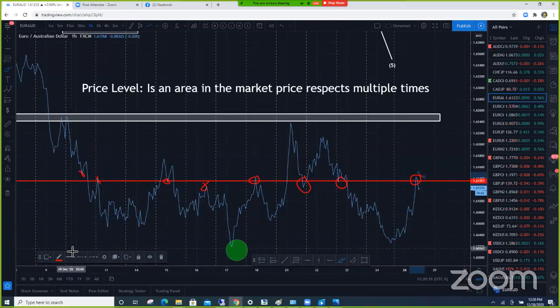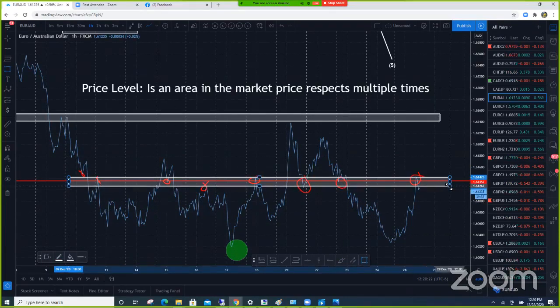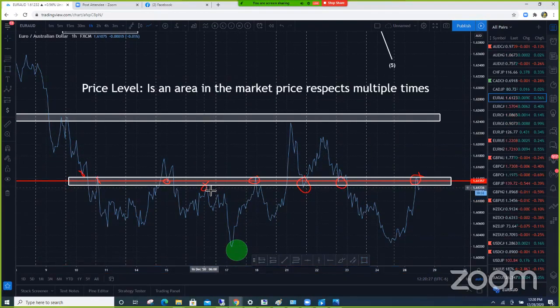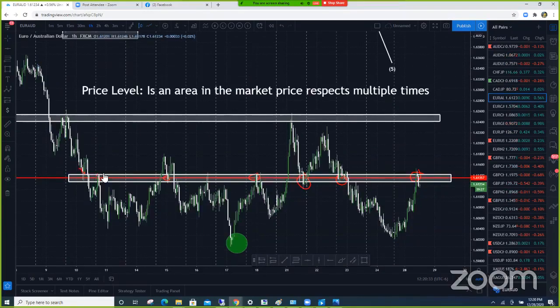So I'm going to go back to my box, because it's not necessarily an exact price level, it's a zone. So you want to illustrate that by using a box. And then when I go back to candles, you see how that just lines up? That's how you find a price level.